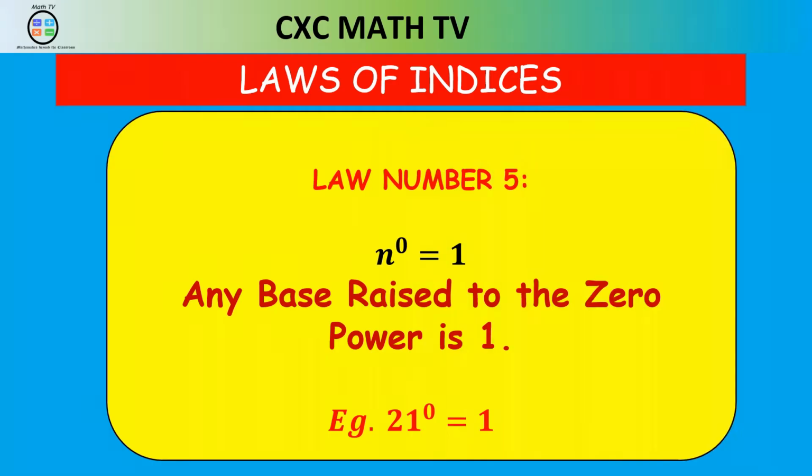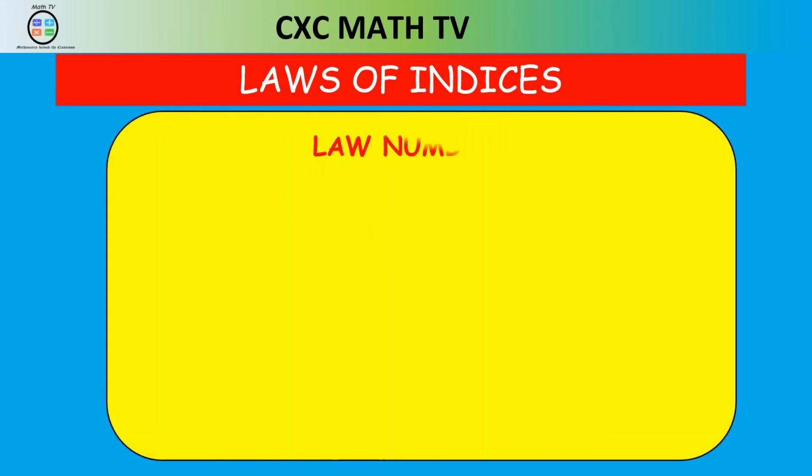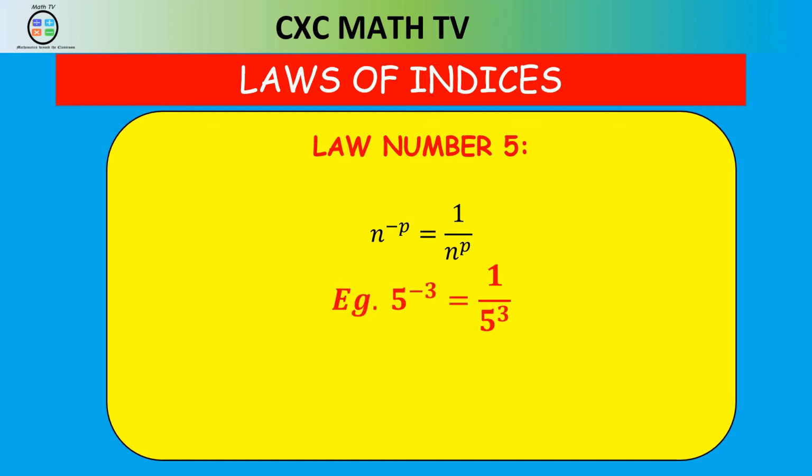And then the next law tells us that n to the minus p is 1 over n to the p. So 5 to the minus 3 is 1 over 5 cubed. 6 to the minus 4 is 1 over 6 to the 4.